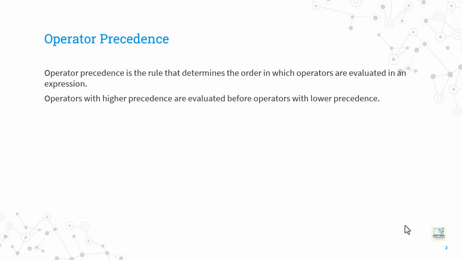So operator precedence is the rule that determines the order in which operators are evaluated in an expression. Operators with higher precedence are evaluated before operators with lower precedence. So basically operator precedence is telling you the sequence in which you are supposed to execute the operators when they are present in any expression.